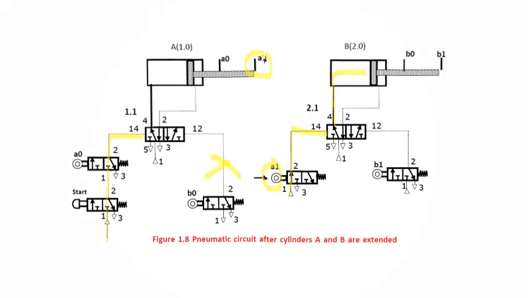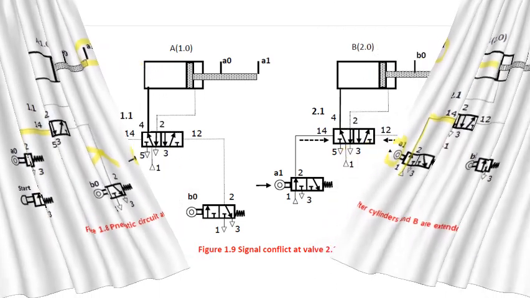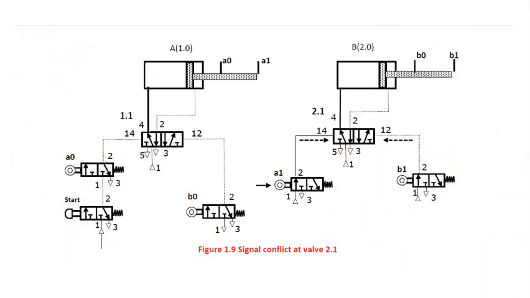So when you have two cylinders under the extension condition, see here, A1 is generating a signal. At the same time B1 is also generating a signal.